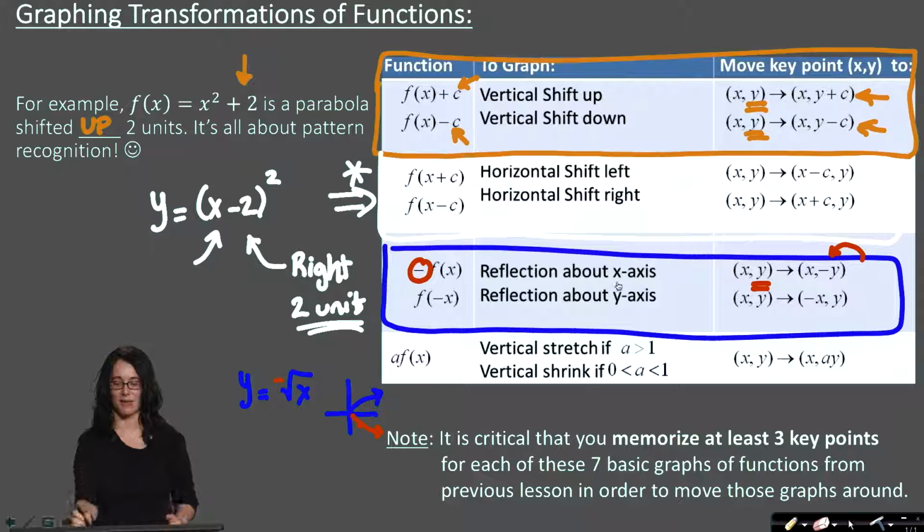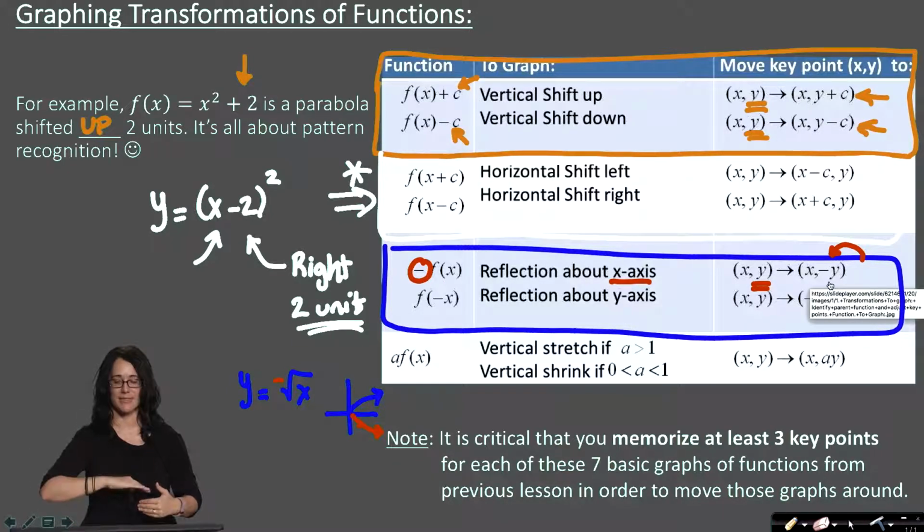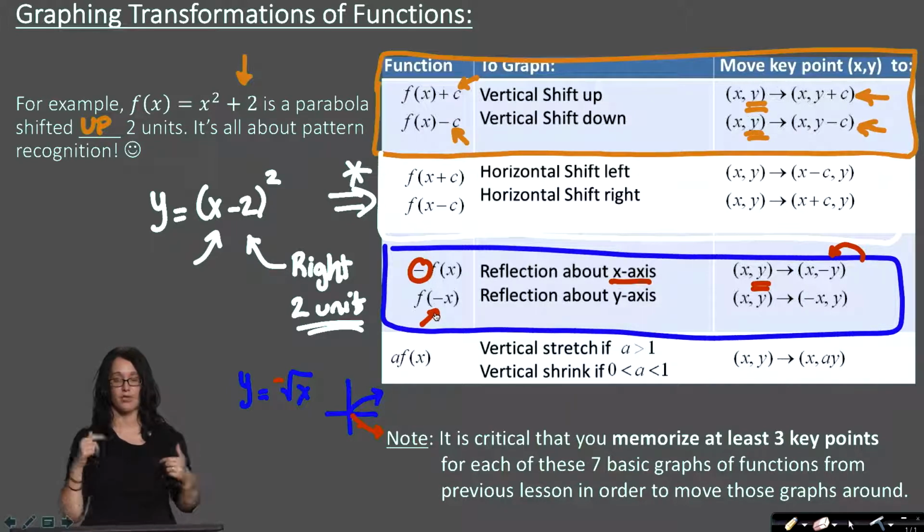So it's kind of counterintuitive. You change the signs of your y values when you flip over the x-axis. You recognize it by noticing a negative in front of the function. But what if that negative sign was inside the function? So instead of the square root of x with a negative in front, we had the square root of negative x. Well, that would mean we're actually flipping it over the y-axis in that case.